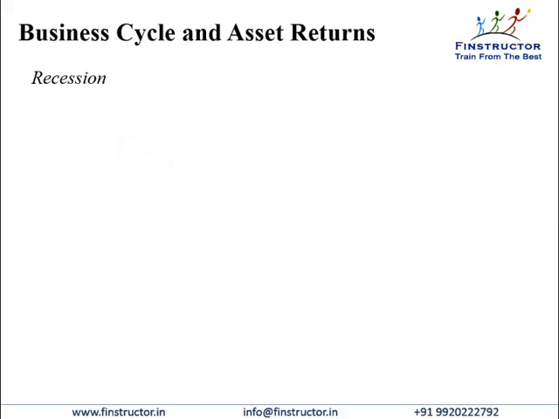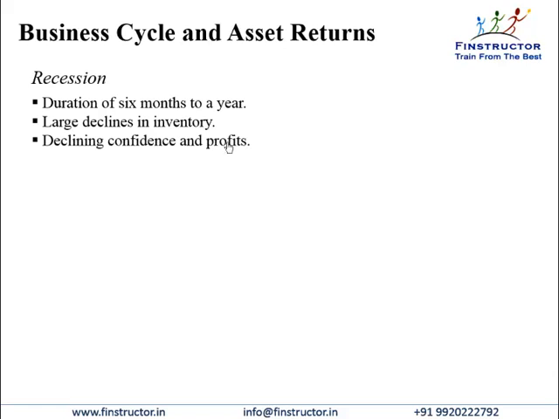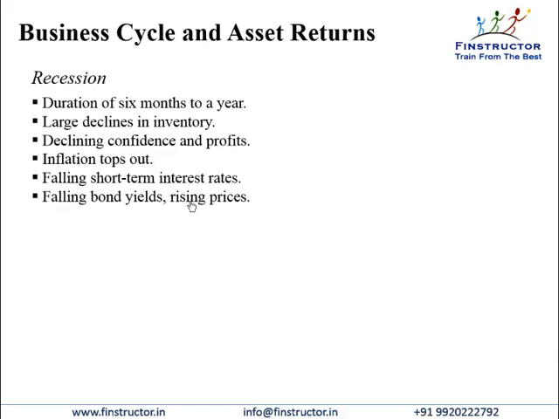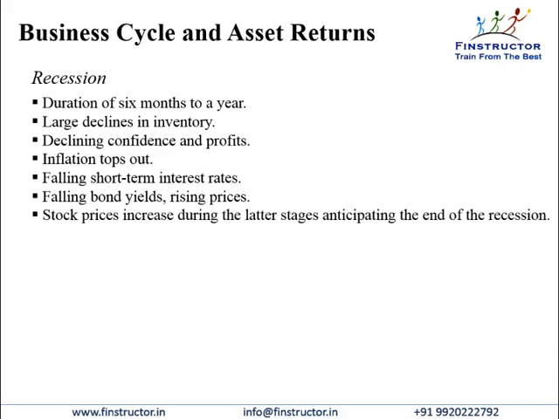From the slowdown, we move to a recession, which can have a duration of 6 months to a year, characterized by large declines in inventory, declining confidence and profits, inflation peaks out, interest rates have now started to fall, falling bond yields, rising bond prices. People move their assets to fixed income securities because they don't want to be in stocks. Stock prices are falling, stocks have given a loss in this last year or so between the slowdown and the recession. We may find that stock prices increase during the later stages of a recession, anticipating the end of the recession.